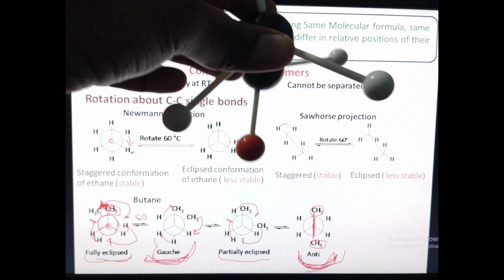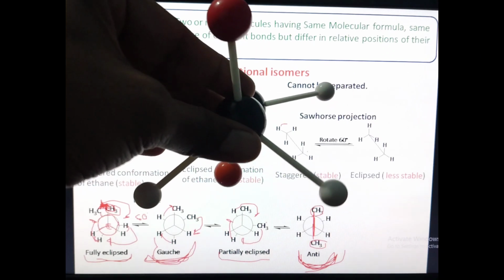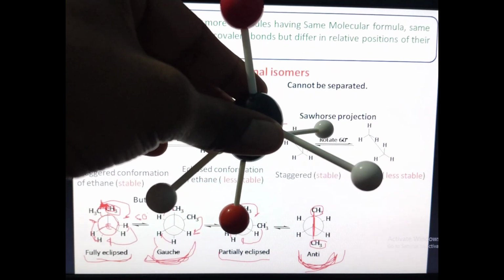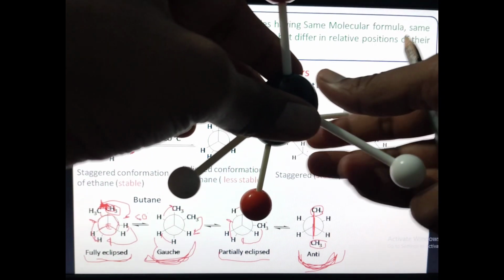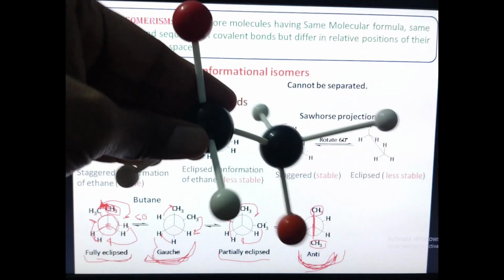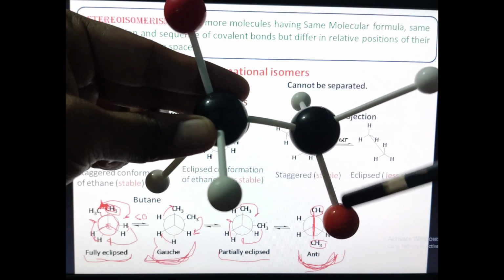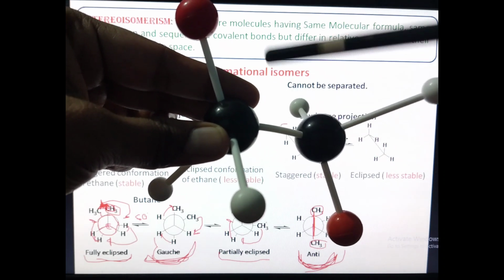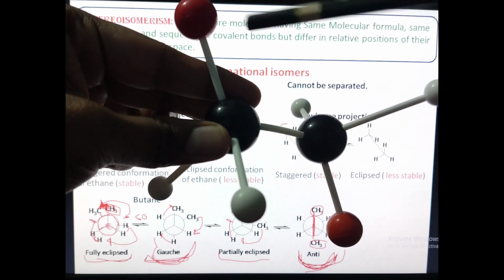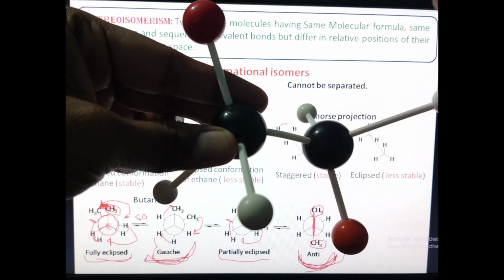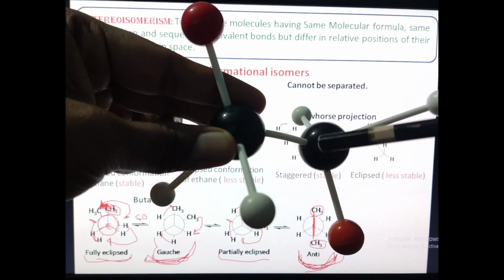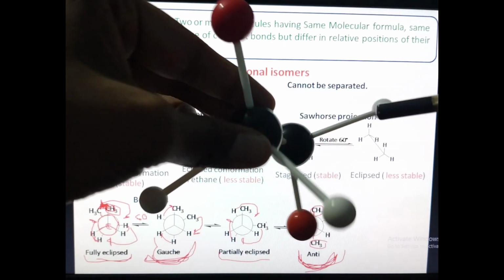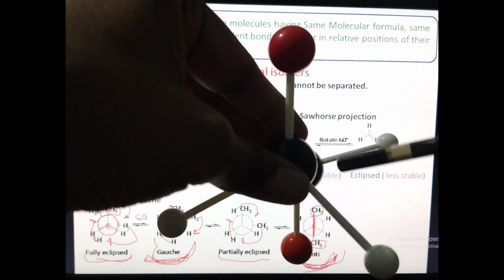Again, when you rotate this about 60 degrees, you are going to get this form. This is the anti-form. See here, these methyl groups are anti to each other, hence this form is anti. There is a larger distance, hence the hindrance between the CH3 and CH3 is very less, hence this is called the staggered anti-form.